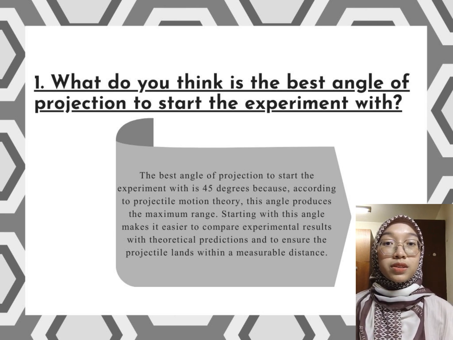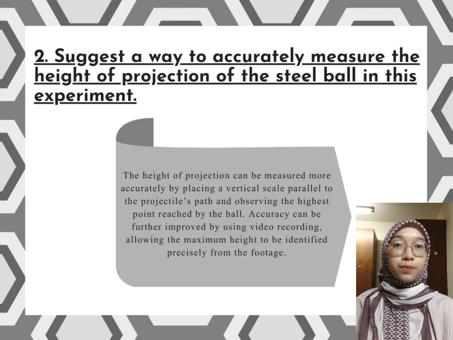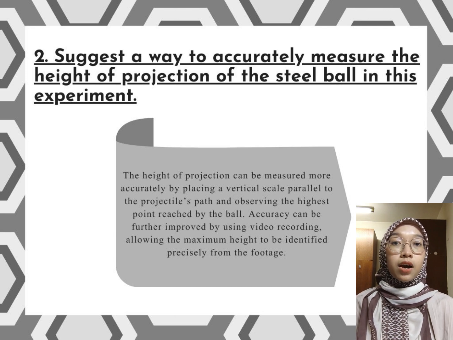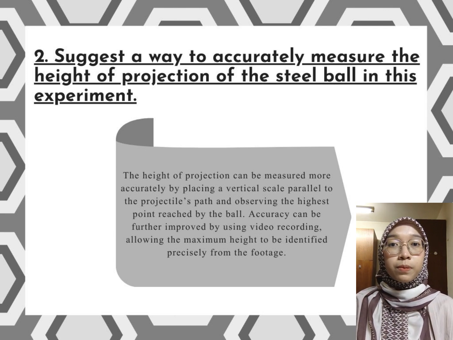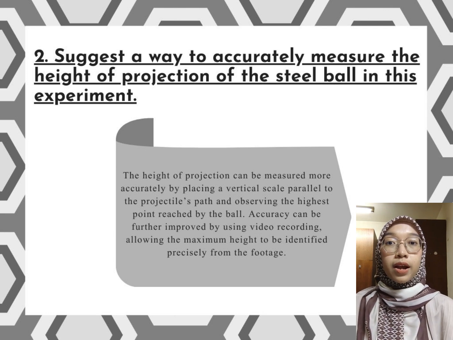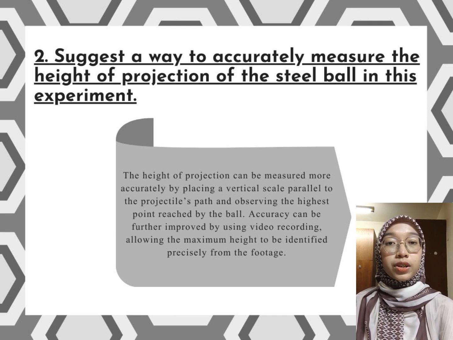For the second question, suggest a way to accurately measure the height of projection of the steel ball in this experiment. The height of projection can be measured more accurately by placing a vertical scale parallel to the projectile path and observing the highest point reached by the ball. Accuracy can be further improved by using video recording, allowing the maximum height to be identified precisely from the footage.